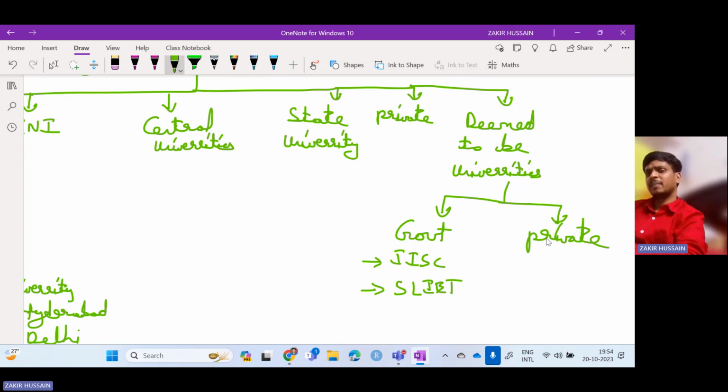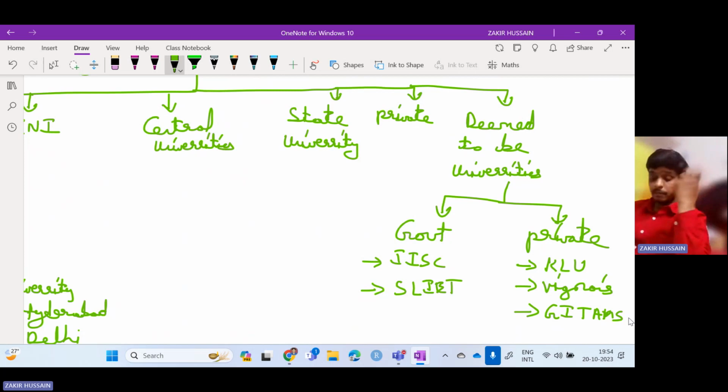And in the private deemed universities category, many institutes are there, like Koneru Lakshmaiah University of Andhra Pradesh, Vignan's Institute, GITAM University, Gandhi Institute of Technology and Management Sciences. We have many deemed universities under the private category.